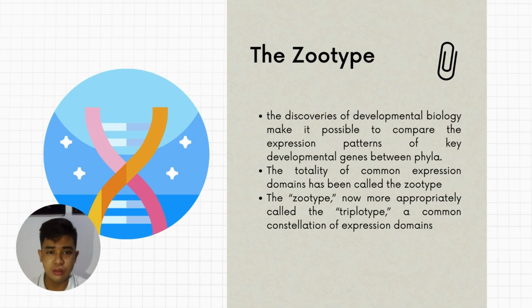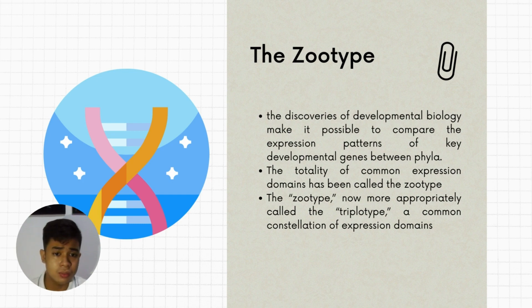After the discovery of the phylotypic stage, zootypes have also been identified in animals. First things first, it is important to note that the discoveries of developmental biology make it possible to compare the expression patterns of key developmental genes between phyla. So, what is a zootype? It is actually the totality of common expression domains that is found on body plans, or that is expressed during body plan formation.